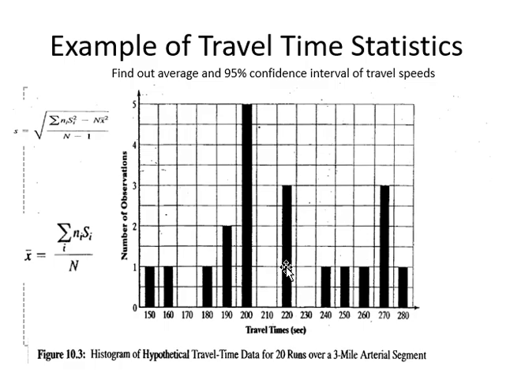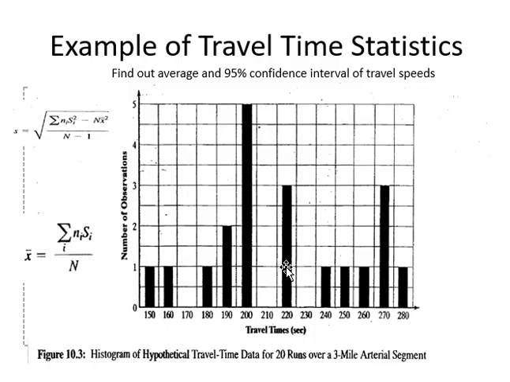Okay. Travel time data, number of observations. We call it the n value, small n. So for every travel time, I have the values on the y-axis.